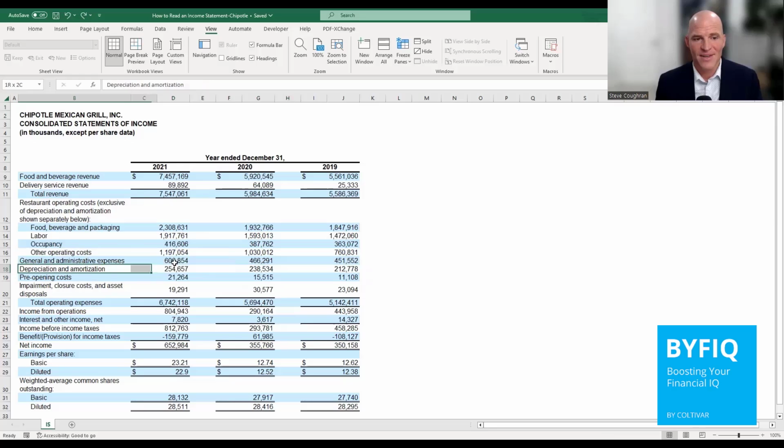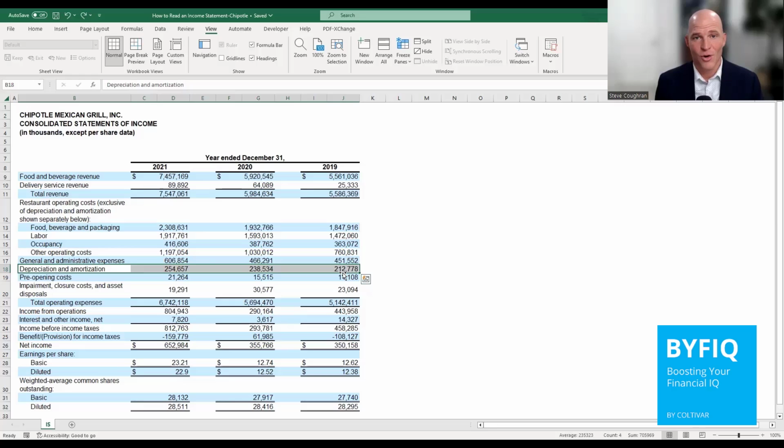So if a company buys a piece of equipment, let's just say they buy a grill. Now the grill may cost $5,000. Since the grill lasts more than 1 year, the company can't just take the cost of the grill and expense it on the income statement in one lump sum amount. So instead, they need to depreciate it over a period of time.